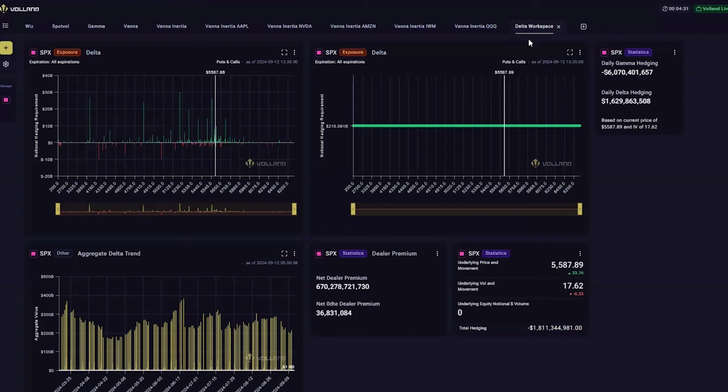Deltas of options change due to multiple factors, including the movement of the underlying itself, which is called gamma, movements in implied volatility, which is called vanna, or the reduction of days until expiration, which is called charm.